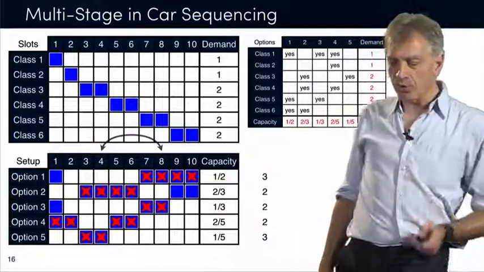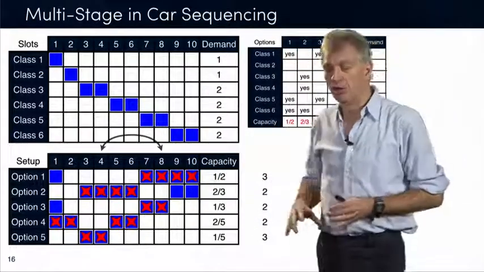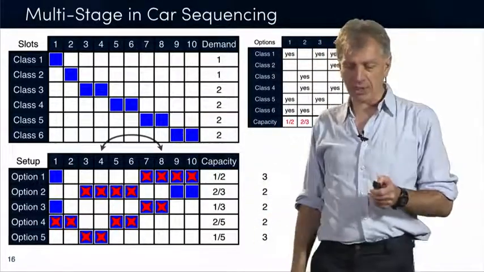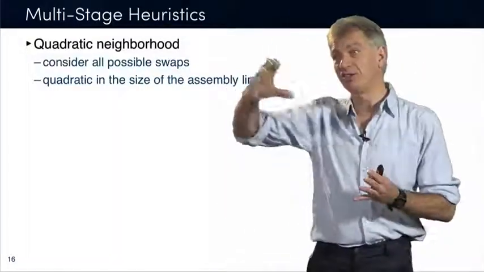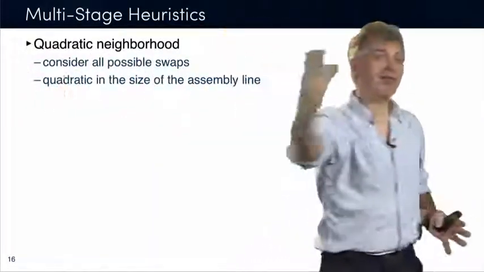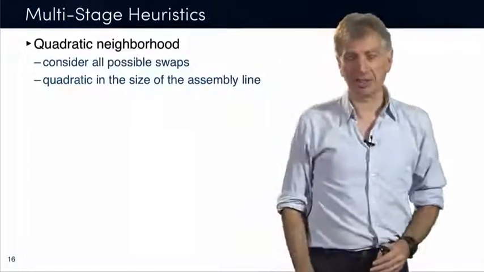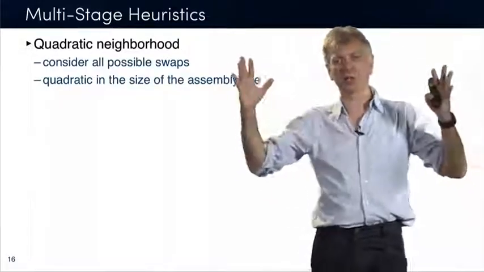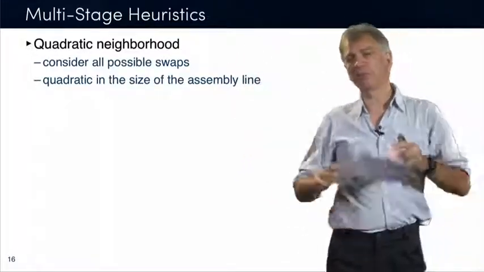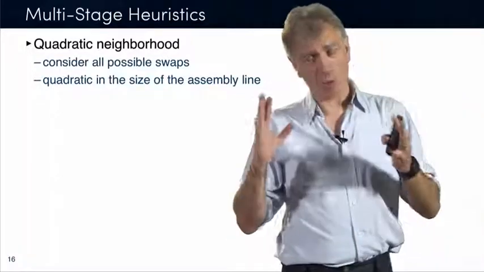Okay. Now, if we want to have a completely greedy procedure for this particular neighborhood, it's going to be a quadratic neighborhood, right? So we can scan every slot in the assembly line and then swap it with all the other slots in the assembly line, and that's a lot of swaps, right? So if we have an assembly line with let's say 300 cars, this would be exploring about 45,000 configurations. So it's going to take a while to do that.